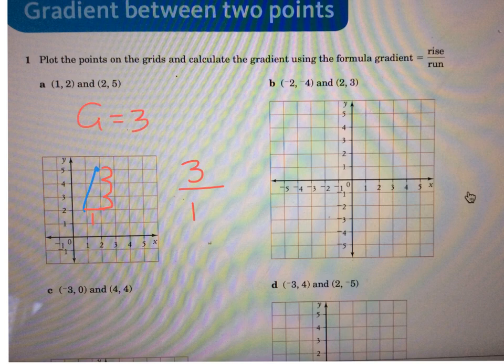Looking at the next one, let's just do that one. (-2, -4). So put my first point there, and then (2, 3). Put my next point there, draw my line. What's my gradient? I'm going to do my rise over run.